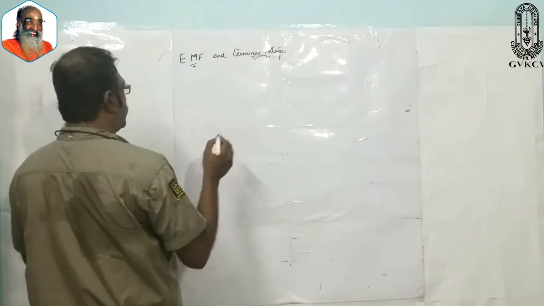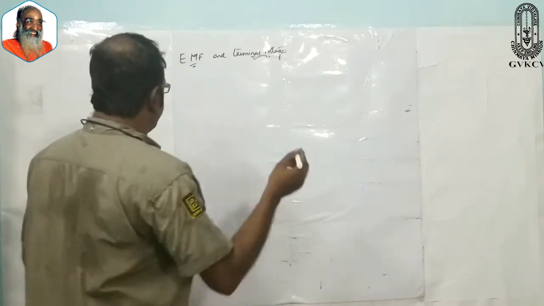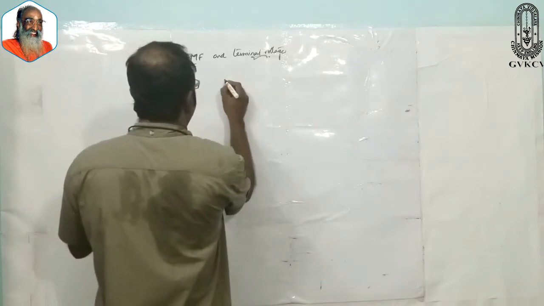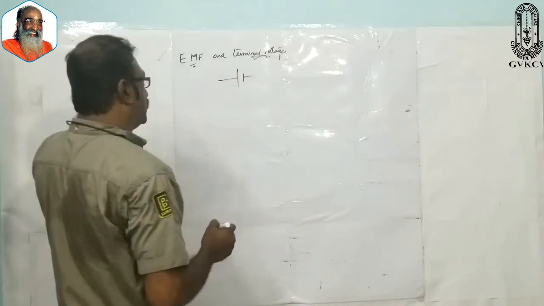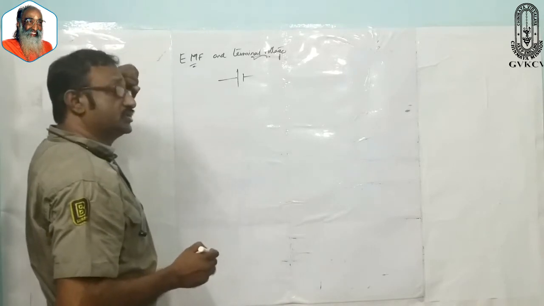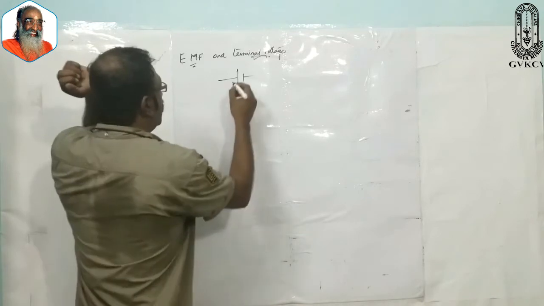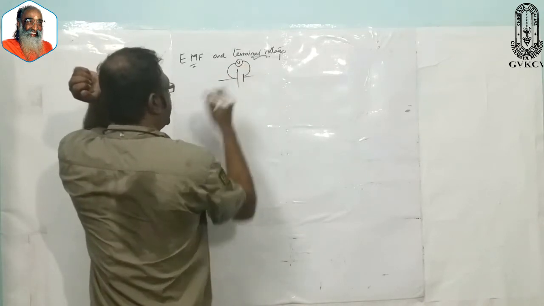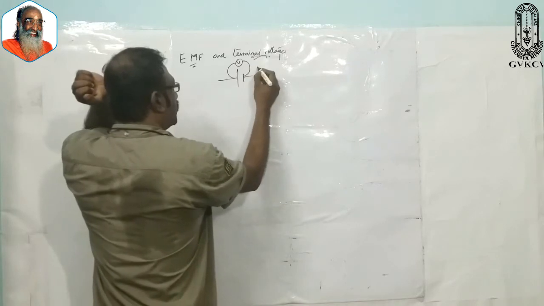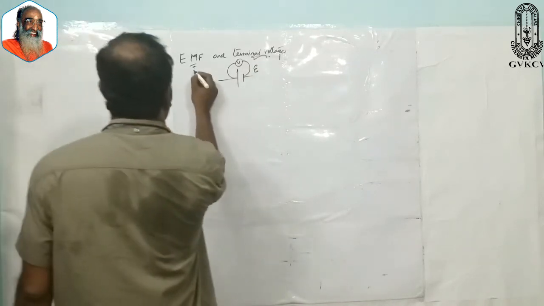So suppose you are having a cell or a battery. We denote this with the symbol, the cell is shown like this, positive and negative. And if you connect a voltmeter, it shows a reading, and that reading we will be calling the EMF, denoted by E. Isn't it? And what does this EMF mean?